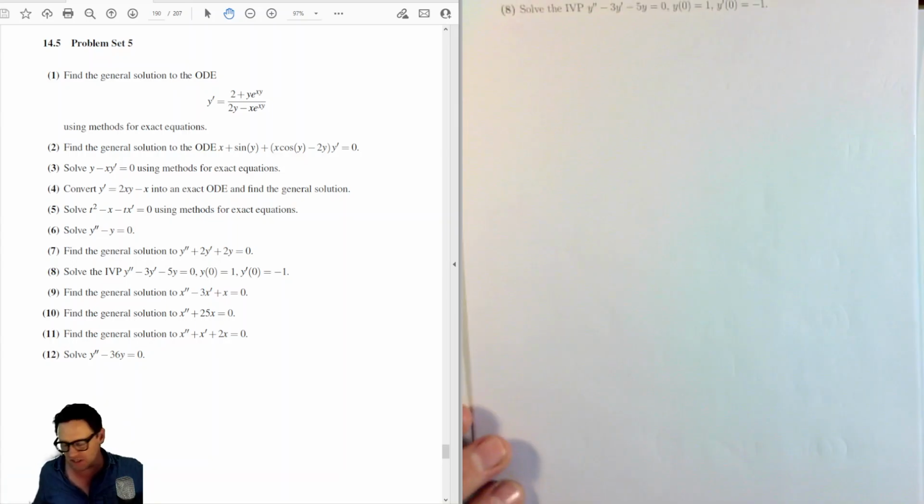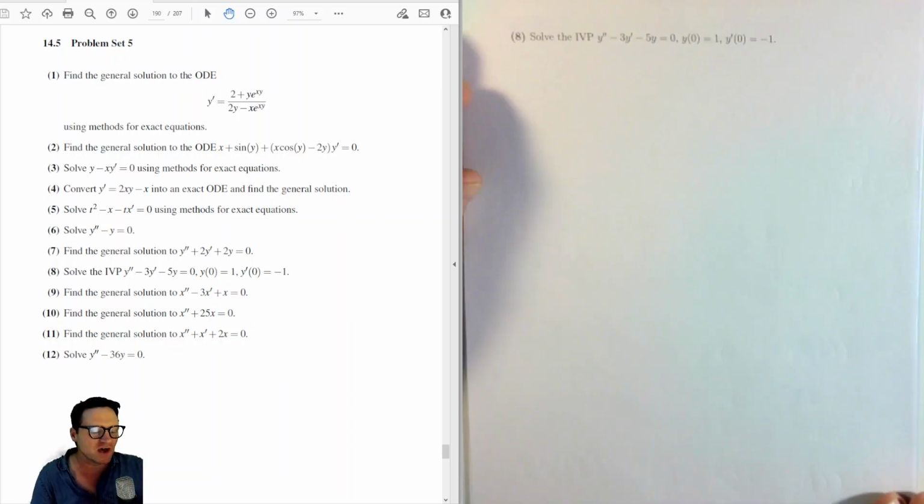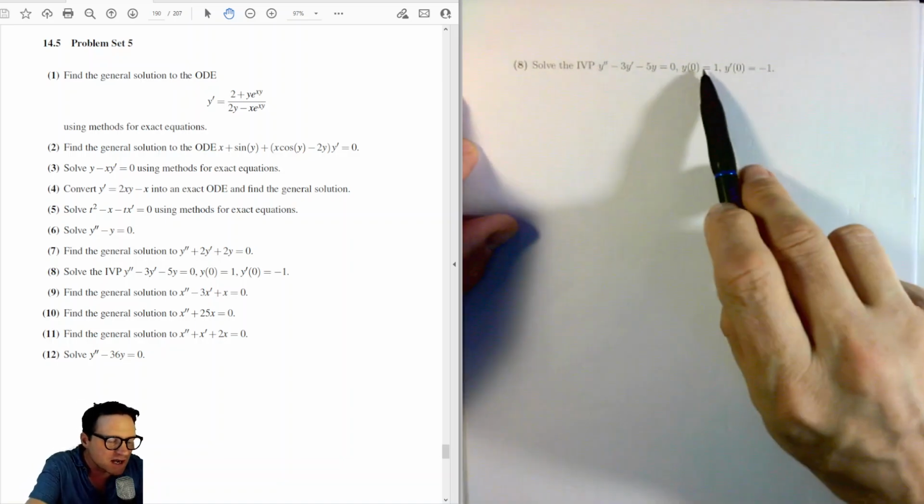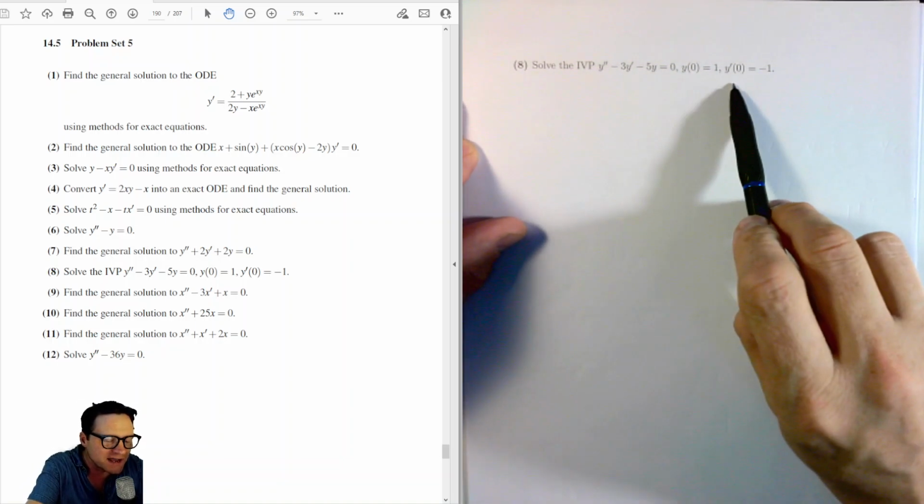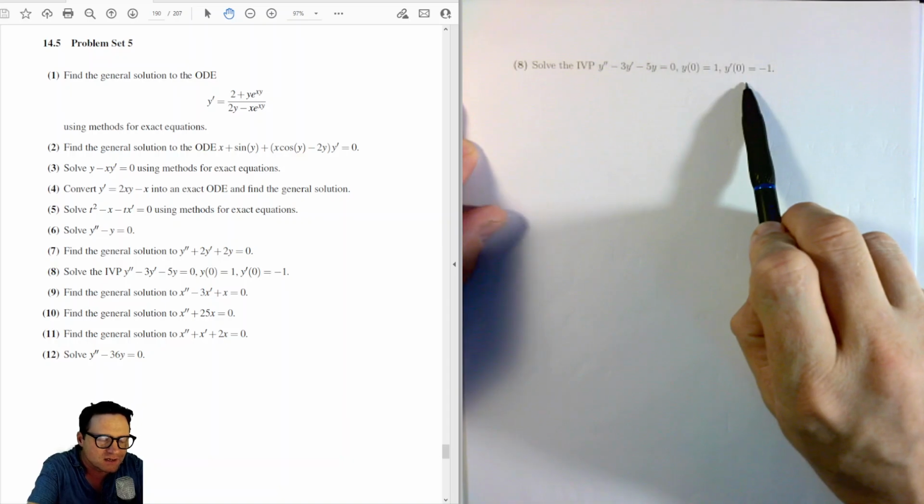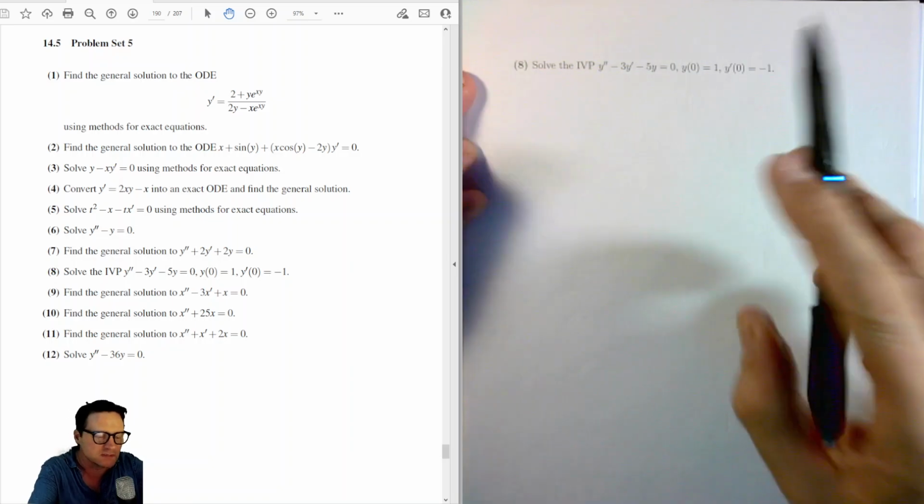All right, now question 8 is an IVP, or an initial value problem. So we're going to solve this in the same way, but this time we have y of 0 is 1 and y dash of 0 is minus 1. So these two initial values give us a way to find the a and b, or the constants of integration.